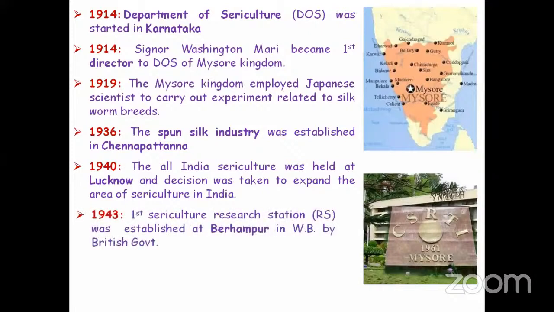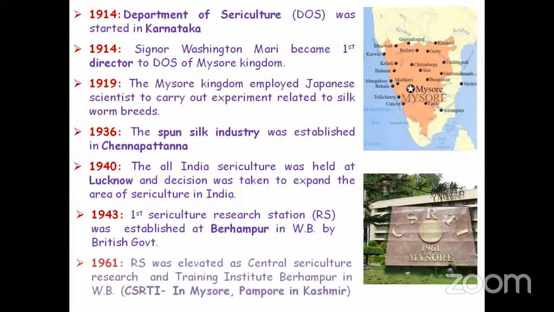In 1943, the first sericulture research station was established at Berhampur in West Bengal by the British government. Then in 1961, the research station was elevated as the Central Sericultural Research and Training Institute, CSRTI, in Mysore, with Pampore in Kashmir.